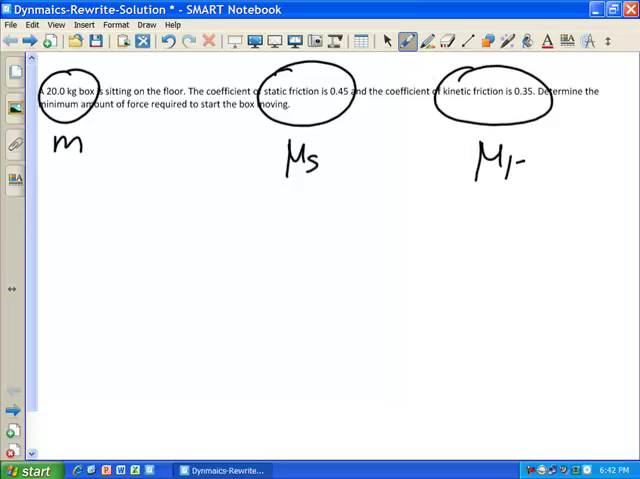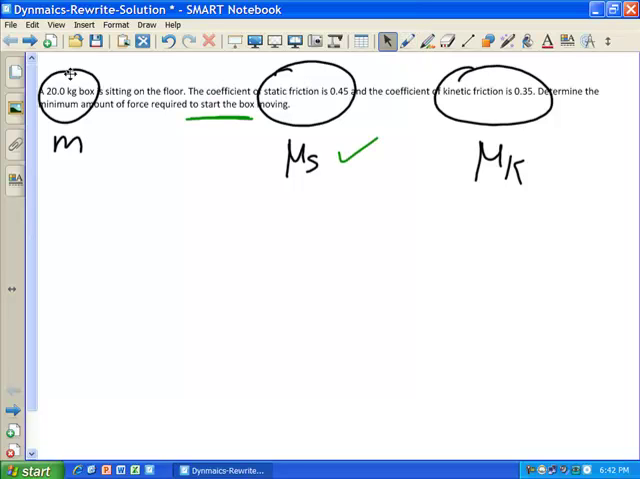We're going to have to decide, hey, is this box already in motion? So we've got kinetic friction, or is it just about to move or not moving at all? If you look here, we've got to start the box moving. It's the "to start" that's the key. "To start" is going to tell us that we're looking at the coefficient of static friction.